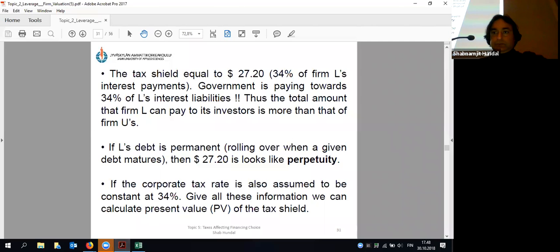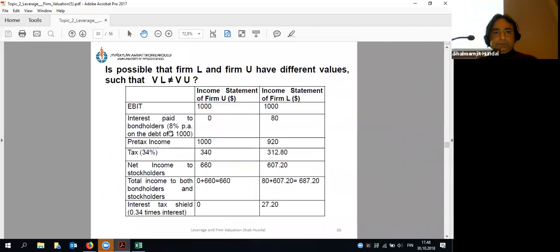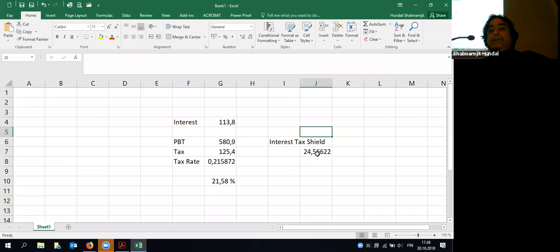The problem is that you forget very quickly. This is this 8%. 8% is the interest on debt. The problem here is that we have the interest tax shield, but we don't have the rate of interest. Somebody help me. How do you calculate the rate of interest?